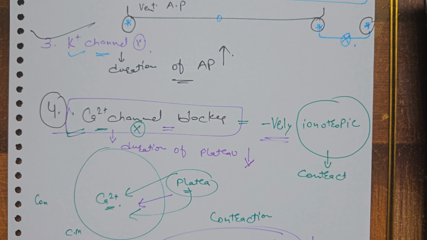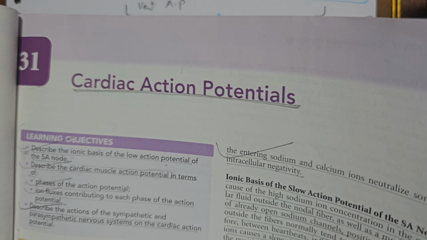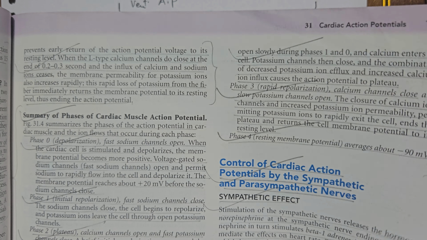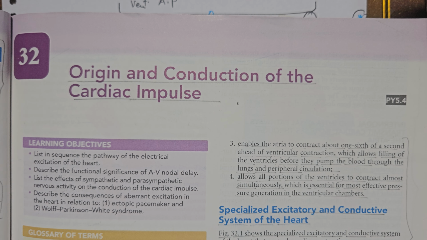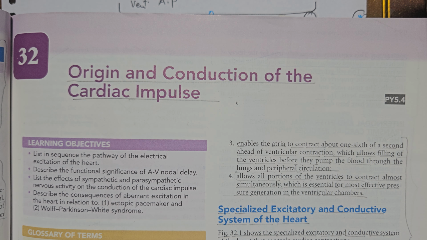Is that clear? So these were the 4 drugs that we talked about. With that, we complete this chapter, cardiac action potentials. Now in the next video we are going to talk about chapter 32 from Guyton physiology.